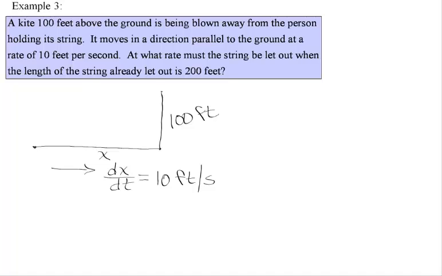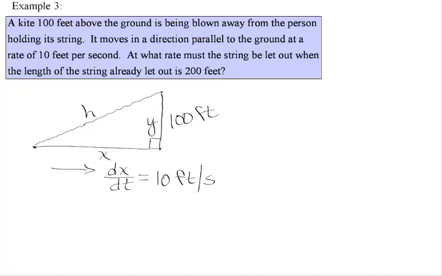At what rate must the string be let out? Here's my string going up to my kite. I am in a right triangle. I could call this S for string. I can call it H for hypotenuse. I can call it anything I want to. I'll call it H. H makes sense to me, but I can call it whatever I want to.